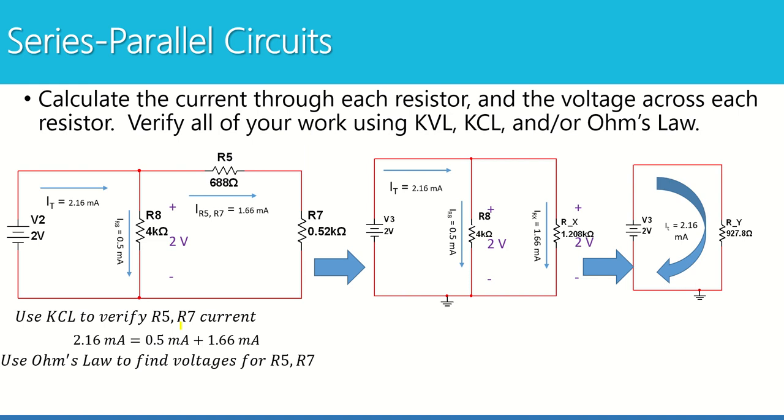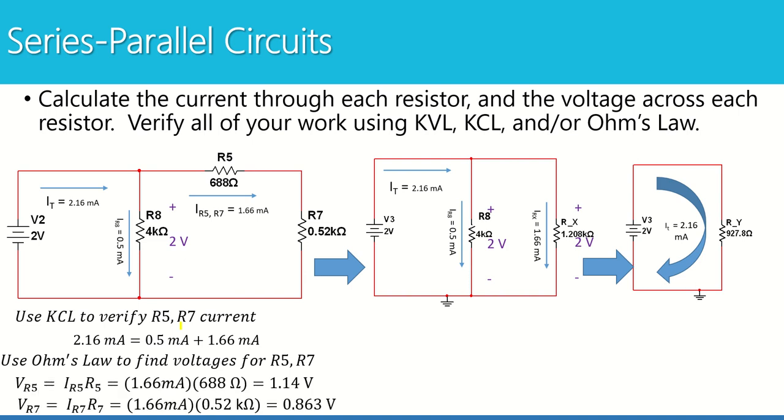Now that I've verified that my current is correct for R5 and R7, I can use Ohm's law to find the voltages for R5 and R7. And once I have those voltages, I'm going to add them to my picture as well. Now that I have those voltages, I also have a closed loop right here that I can use KVL to check my work with.